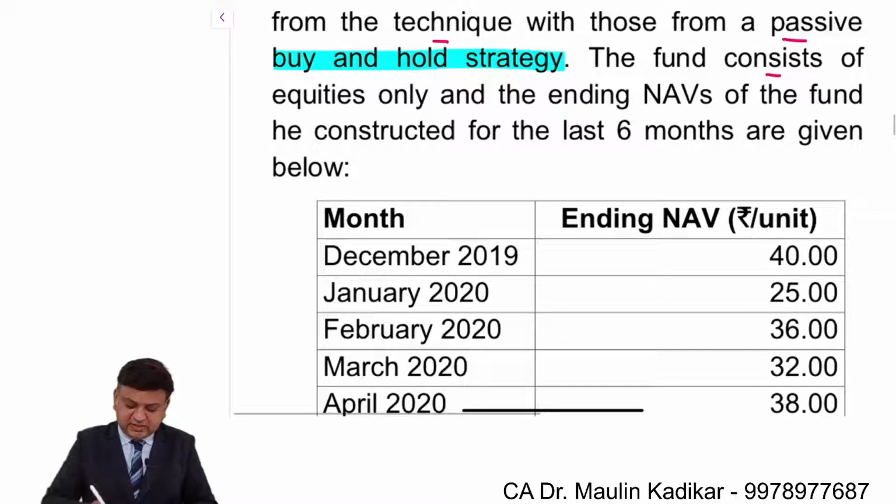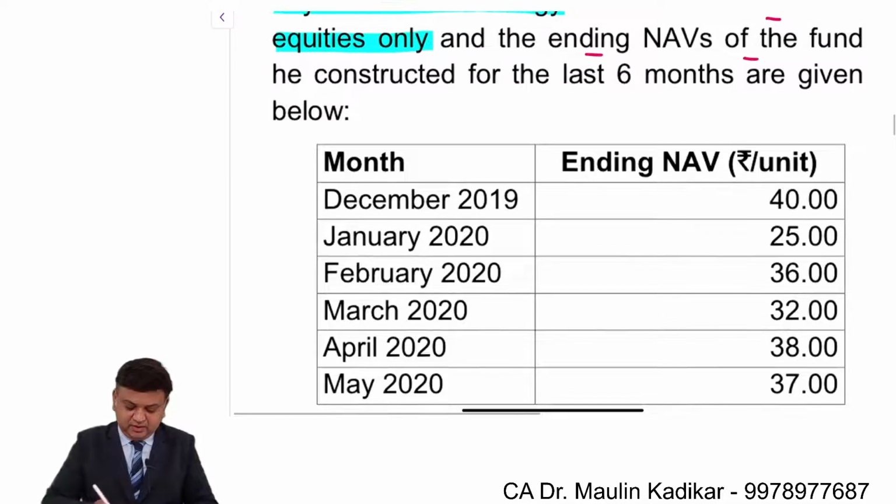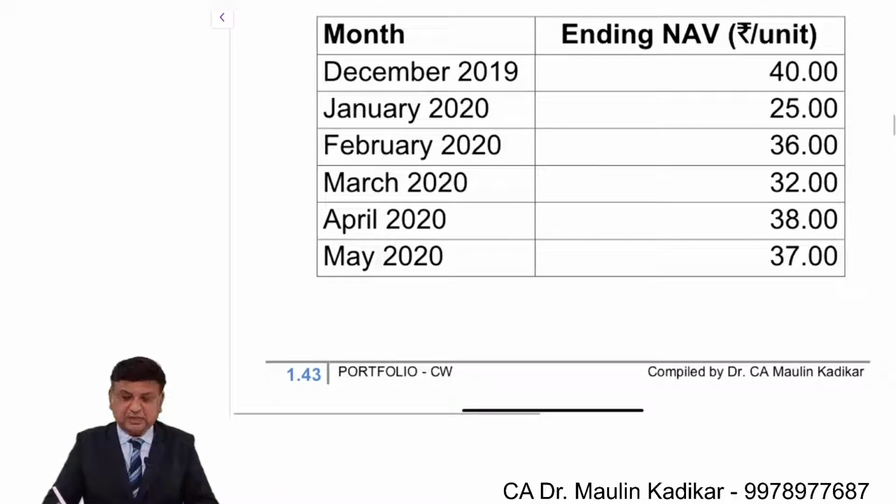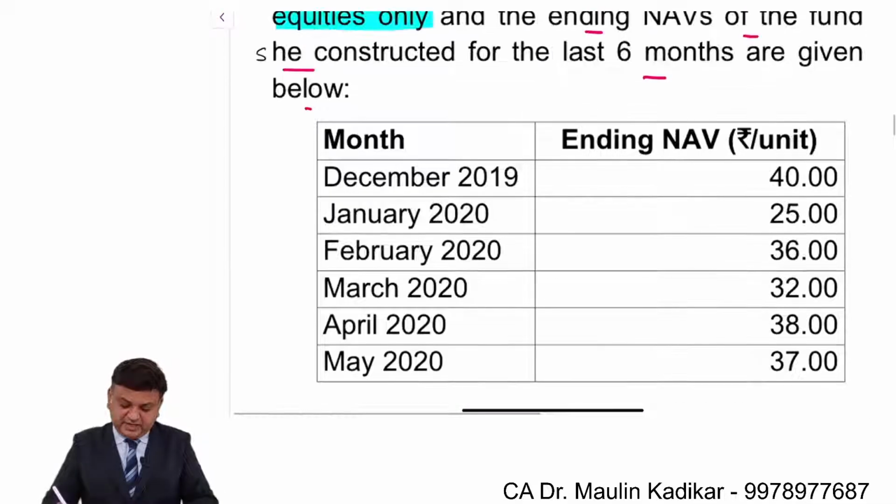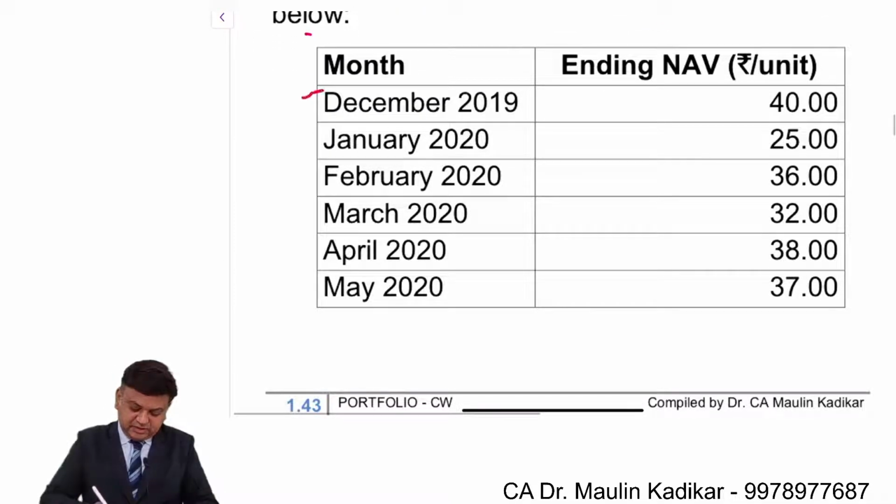The fund consists of equity only, and the ending NAV of the fund she constructed for the last 6 months is given below. So we have been provided with the NAV for the last 6 months: December, January, February, March, April, and May.